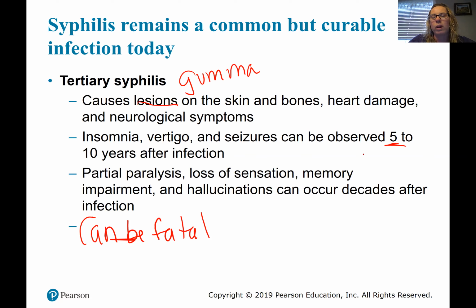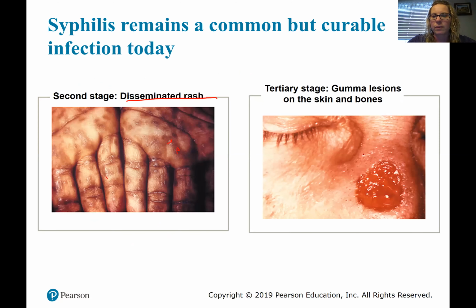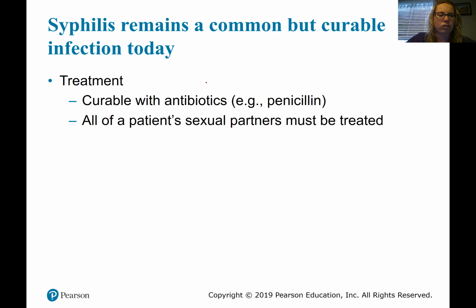And from what I remember, and I wish I would have looked this up ahead of time, tertiary syphilis is not a treatable stage because it's the immune system causing the damage during this stage. I might look that up. I'm not going to test you on it, but that's what I remembered. Here's a gumma lesion, and then that secondary stage disseminated rash.